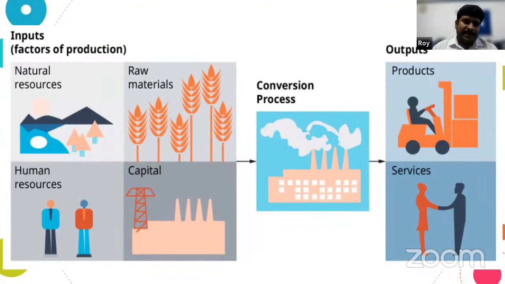Now, another example. Let's see this. Factors of production. Resources will be there. Raw materials will be there. The capital, the money will be there. The HR people will be there. And they will convert into this. And finally, we will see the product or services. I'm talking about the product here: you take the raw material, process it, and you'll get the product.